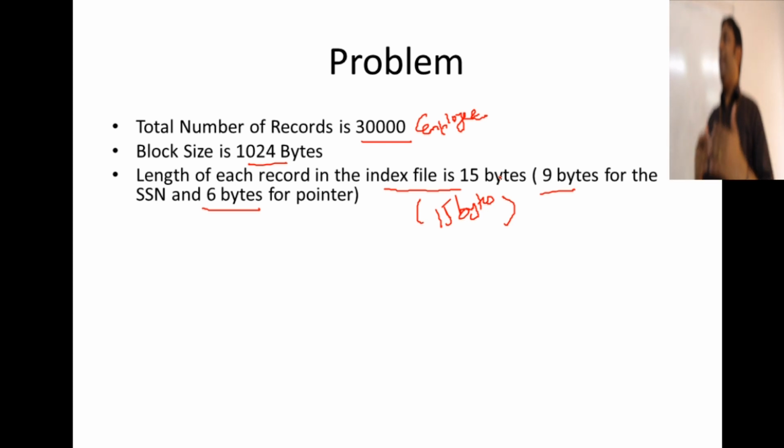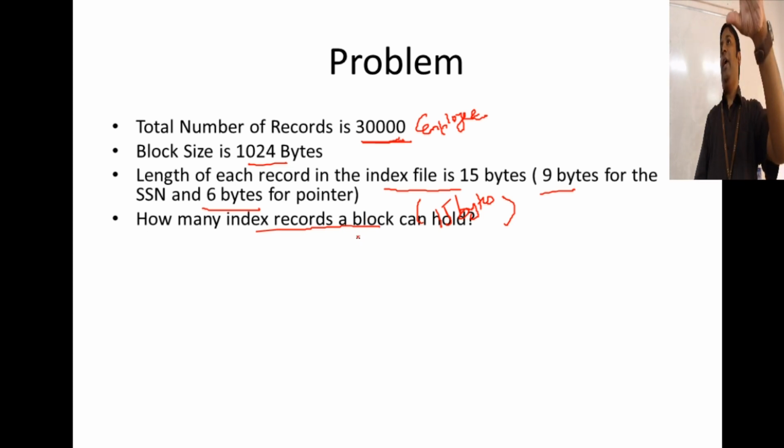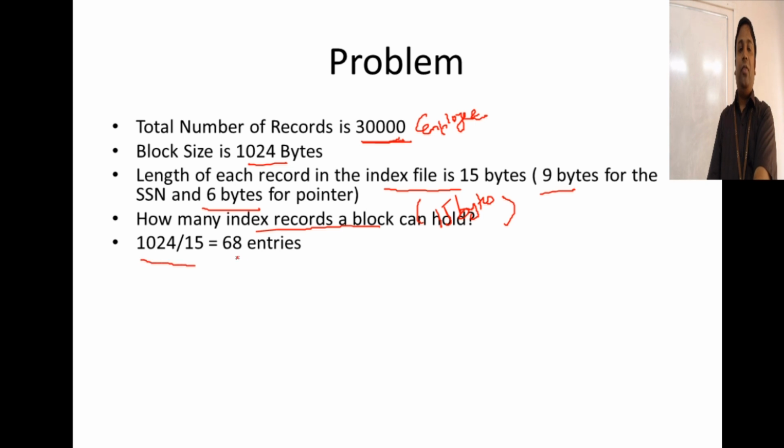How many entries should be there in my secondary index file? It is 30,000 because for every value of your SSN you need an entry in your index file. So how many records you should hold? 30,000 records. So even before that we'll make up this calculation. How many index records can a block hold? A block is 1024 bytes. An index entry is 15 bytes. How many records can a block hold? It's 1024 by 15, 68 entries.